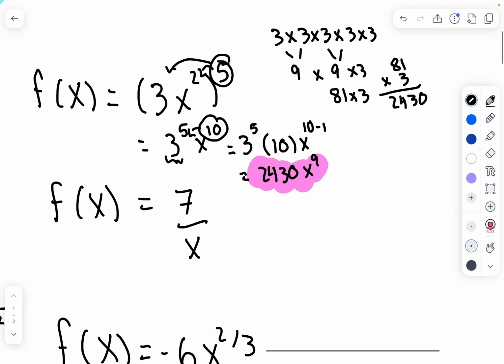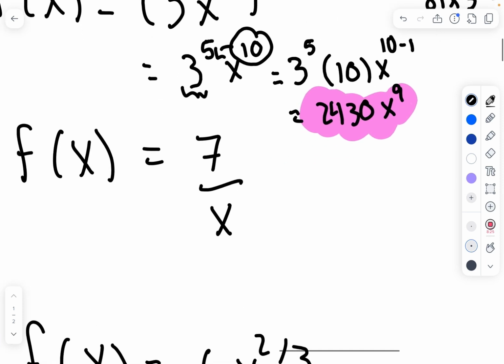Okay, so now we have 7 over x. So we have to rewrite this. We have to bring that up to the top, which basically means it's going to have a negative exponent. So you have 7, and then you have x to the power of negative 1, because we're bringing that up to the numerator.